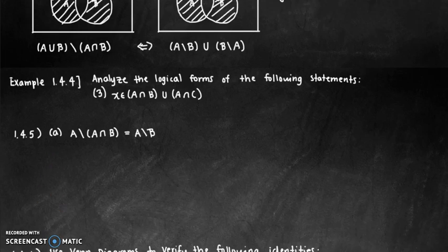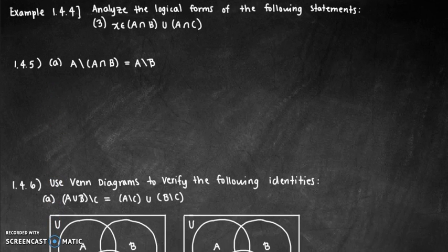Now we're going to move on to some examples. This is example 1.4.4 from the textbook, and I'm just going to do part 3. The question is, analyze the logical form of the following statement. When they say analyze the logical form, you might think, what the heck does that even mean? At least that's what I thought.